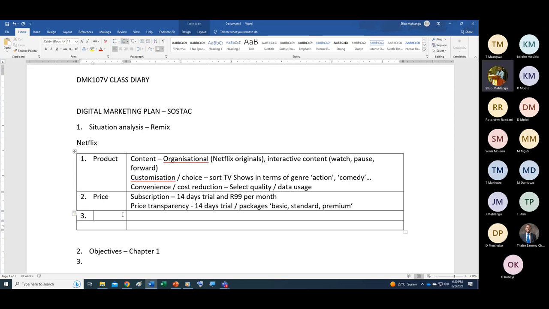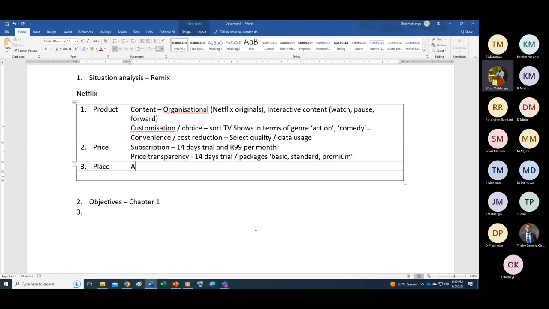And then if we're doing it for a case study and this was Netflix under place, firstly, we must talk about access. We've got access at supplier side. And with access at supplier side, in this case, it will be the website.